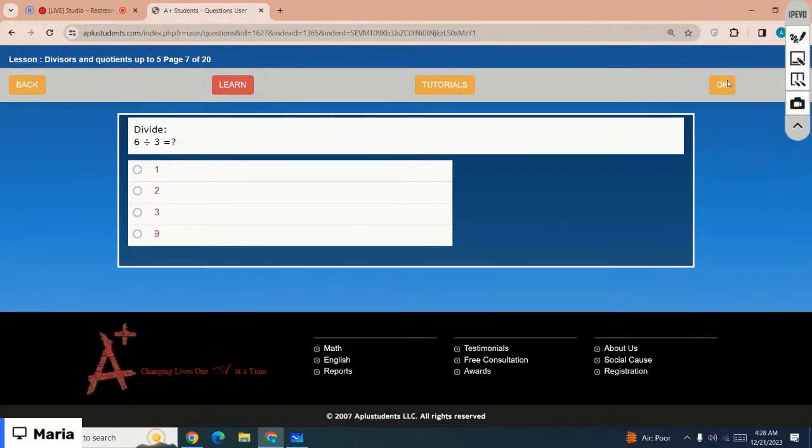6 divided by 3. 3 times what number is 6? Yes, it is 2. 3 times 2 is 6. The correct option is 2.